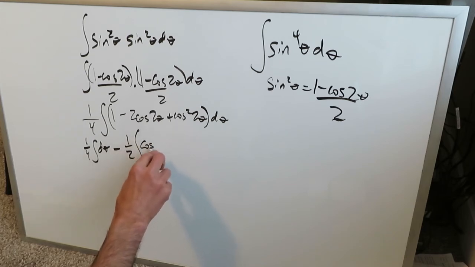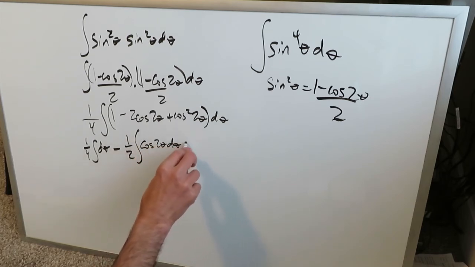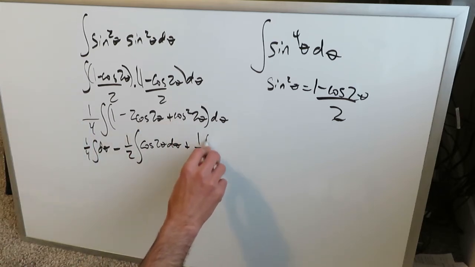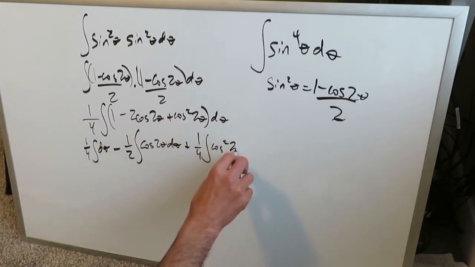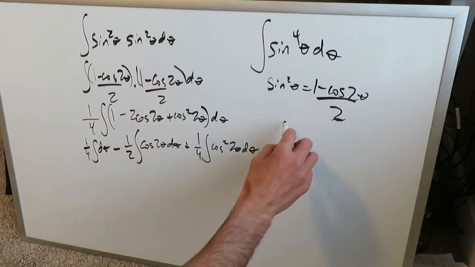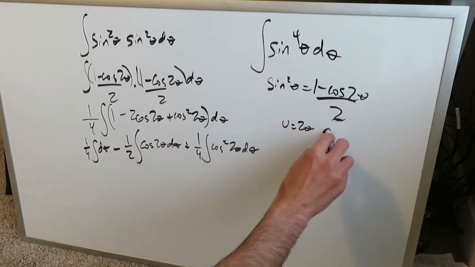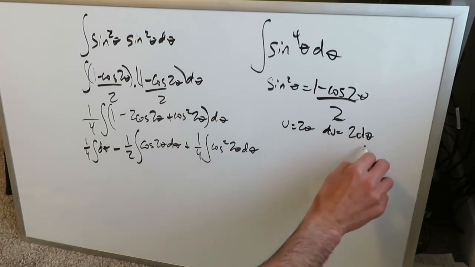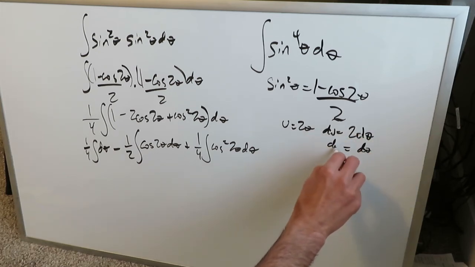You'll get a cosine 2 theta d theta. 1 over 4 with this: 1 over 4 cosine squared 2 theta d theta. Now over here you have a composite. If u is equal to 2 theta, du is equal to 2 d theta, and d theta is equal to du over 2.